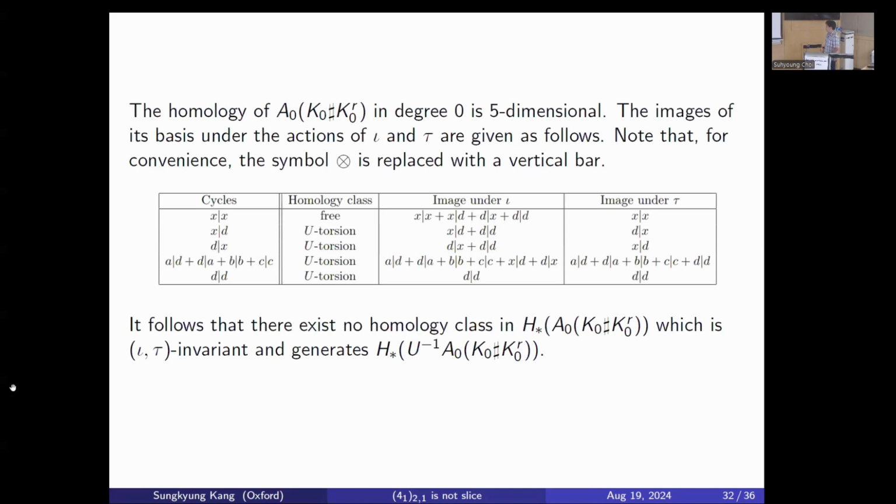I'm not going to show this in full detail, but what we only have to do is to see the homology of A0. So you only have to consider cycles in degree zero. And in degree zero, the homology of A0 is 5-dimensional over F2. It's generated by X tensor X, tensor D tensor X, something, D tensor D. You can compute iota and tau manually. It looks like that. And then it follows that there is a homology class here which is invariant and also generates the local homology. So that gives you one thing.